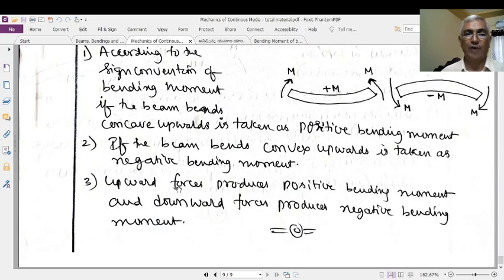Upward forces produce positive bending moment. Downward forces produce negative bending moment. This is the sign convention for the shearing force as well as the bending moments. This is all about the calculation of the bending moment as well as the sign convention used for the bending moment.